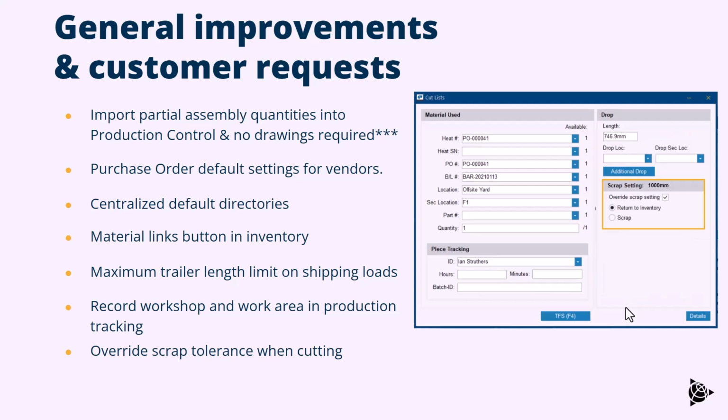Another popular one, I'm sure, the ability to override the scrap tolerance when either processing a cut list or performing a take from stock. Historically, if something was over the scrap length, it went back into inventory. If something was under, it would be automatically removed. The operator now has the ability to override that if they would like to change the logic that's being deployed.